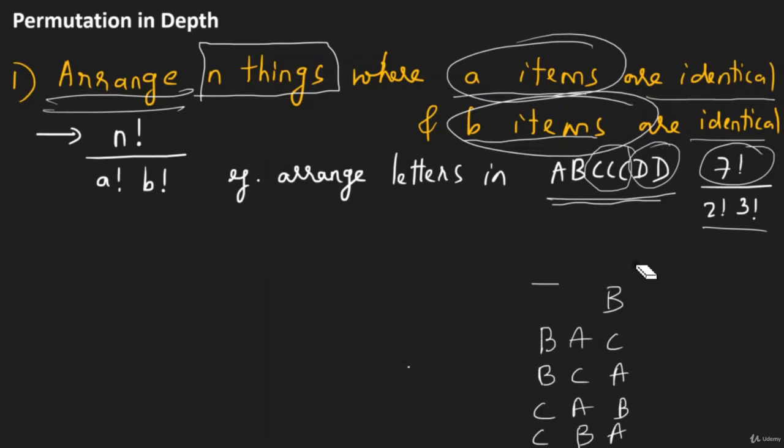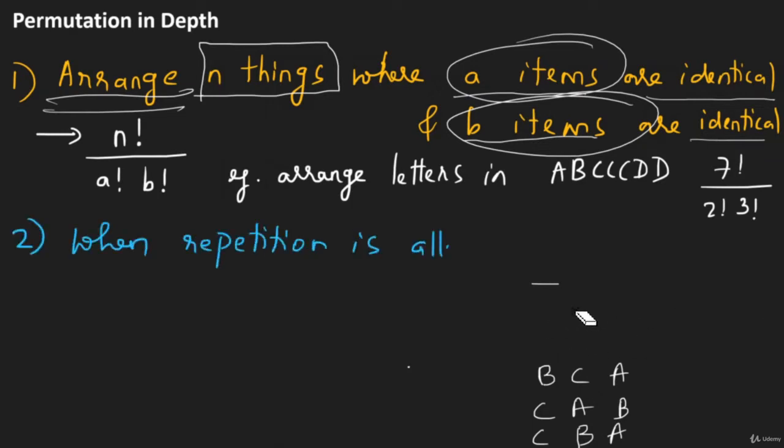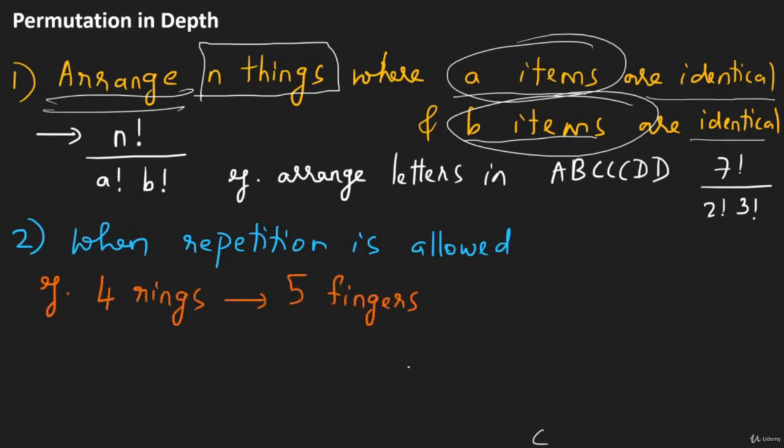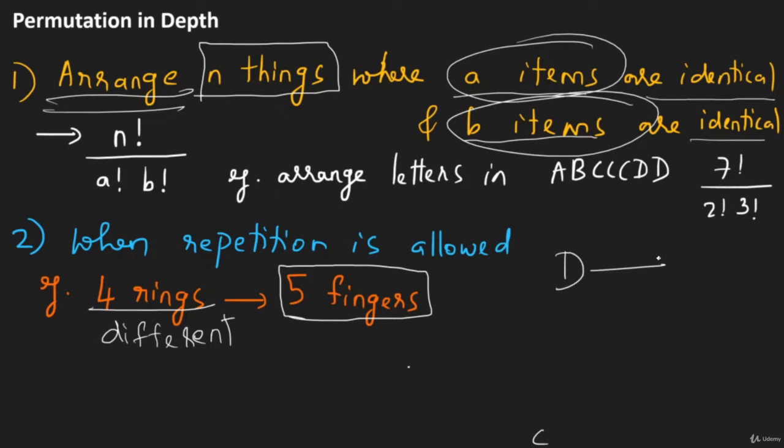Alright, now when repetition is allowed, how many ways can you arrange 5 rings in 4 fingers? And remember over here, the rings are different, 5 different rings. Imagine that they are not identical, they look different, and obviously the fingers are also different. So you are arranging different things into different things. That's this type of question.